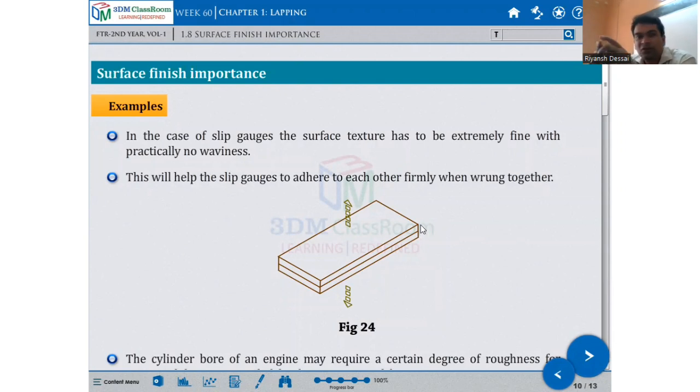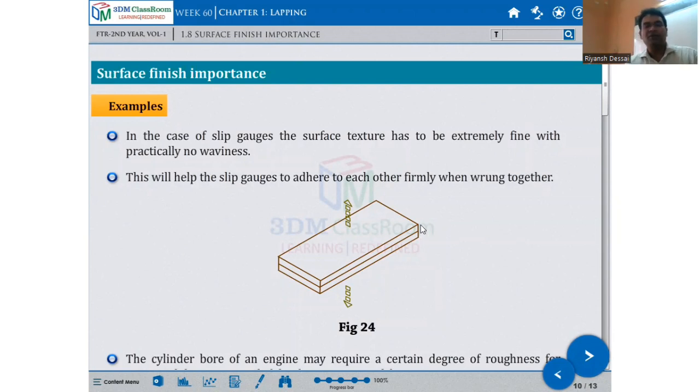What are slip gauges? A slip gauge is a piece with accurate dimensions, length and width, which is assumed as a reference. This is the finished surface. If you take two of them, both will get stuck together because there is no texture or roughness. It is for super finish. For example, with slip gauges, the two stick together. That is, in the case of slip gauges, the surface texture has to be extremely fine with practically no waviness.